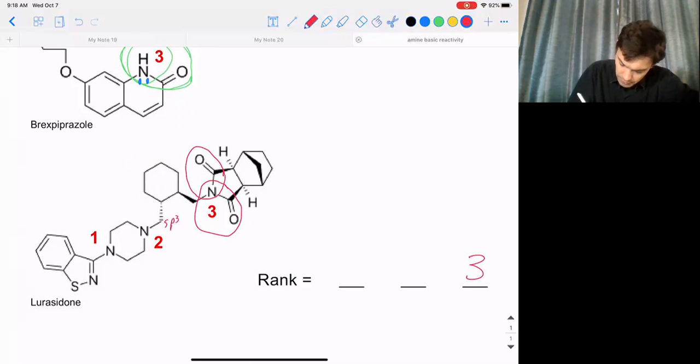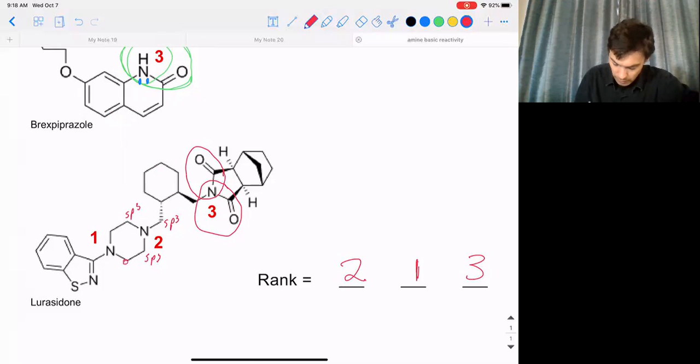Nitrogen 2 here again is going to be sp3, sp3, and sp3, so that's going to be our alkyl amine, a truly basic nitrogen atom, a tertiary amine, and that one's going to be our most basic. And so then we can put number 1 in the middle.